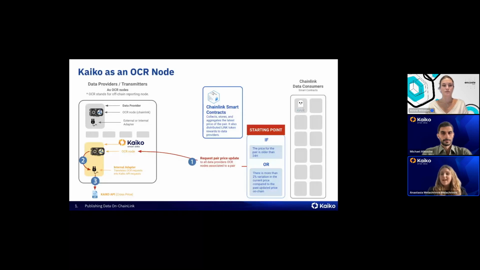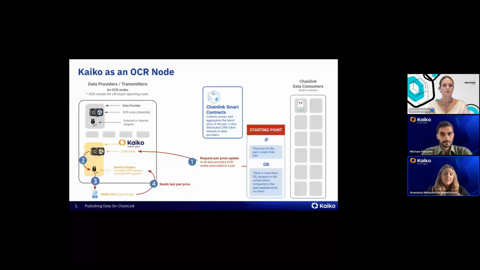So Michaël, just after, will explain to you what is the best price and how we ensure that the price we share is actually correct. But before, we need to understand, once this price is requested from our API, where does it go to end up in the data consumer's hands?